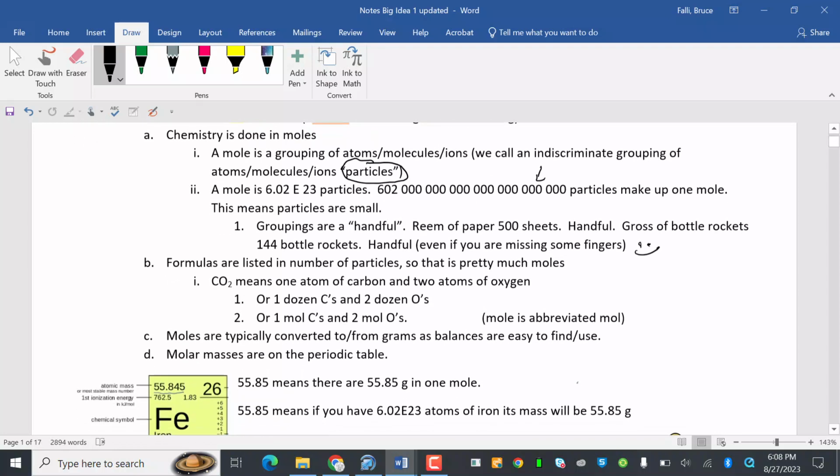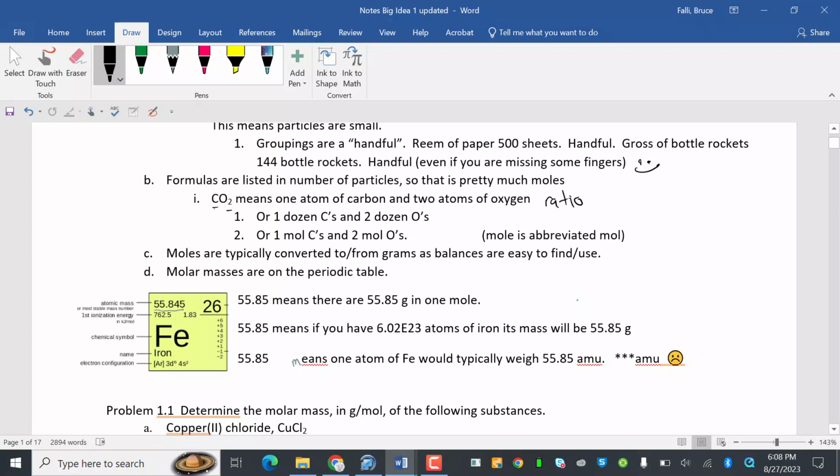Formulas are listed in number of particles, so that's pretty much moles. CO2 means I have one atom of carbon and two atoms of oxygen. So this tells us the ratio of it, right? So this is the ratio. It's a 1 to 2 ratio. 1 dozen carbons to 2 dozen oxygens, or 1 mole of carbons and 2 moles of oxygen. And that's what we're going to use most of the time. Just assume they're in there.